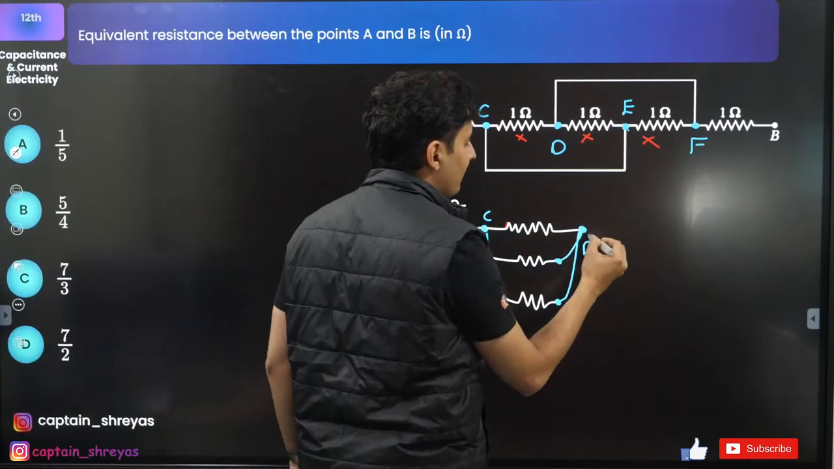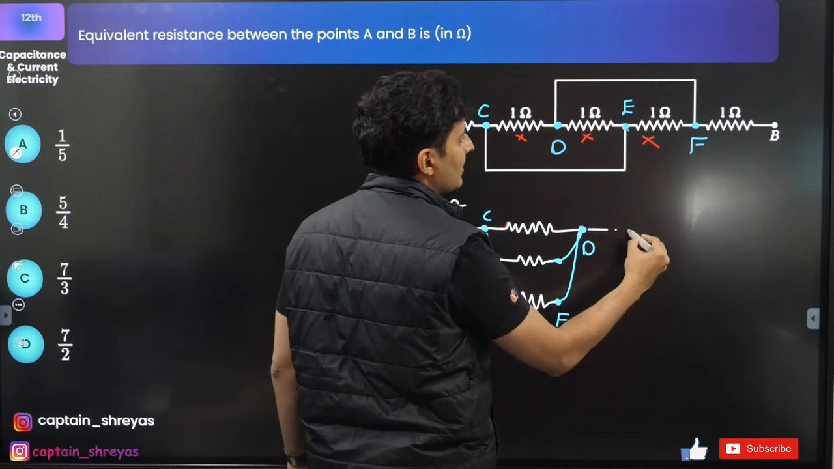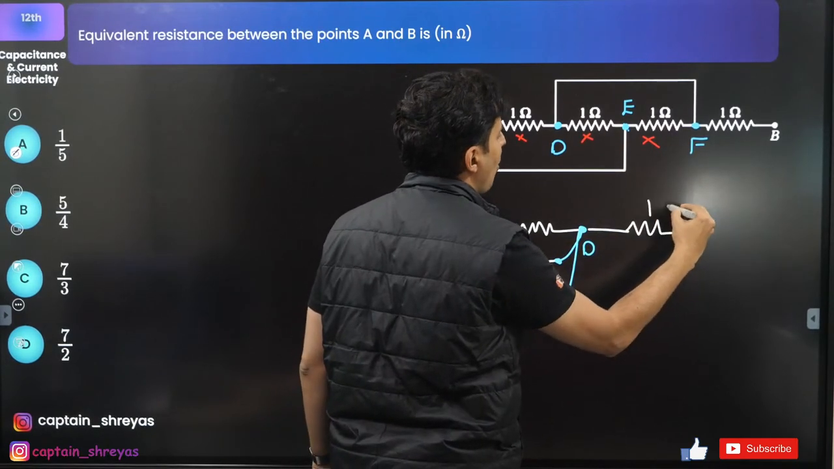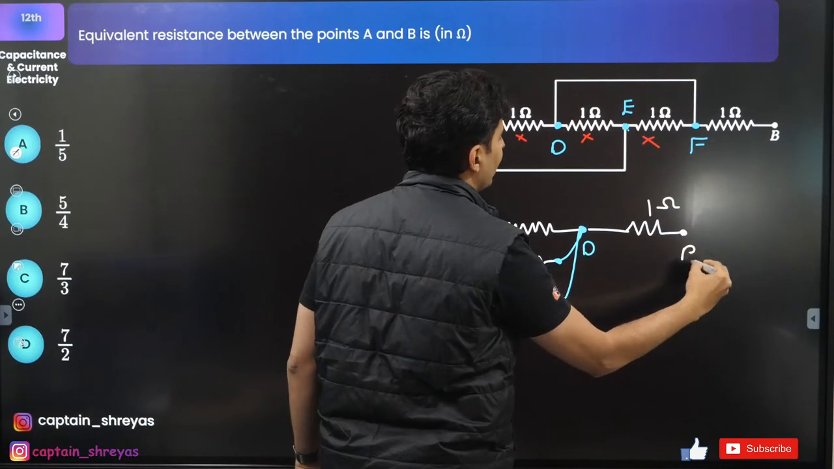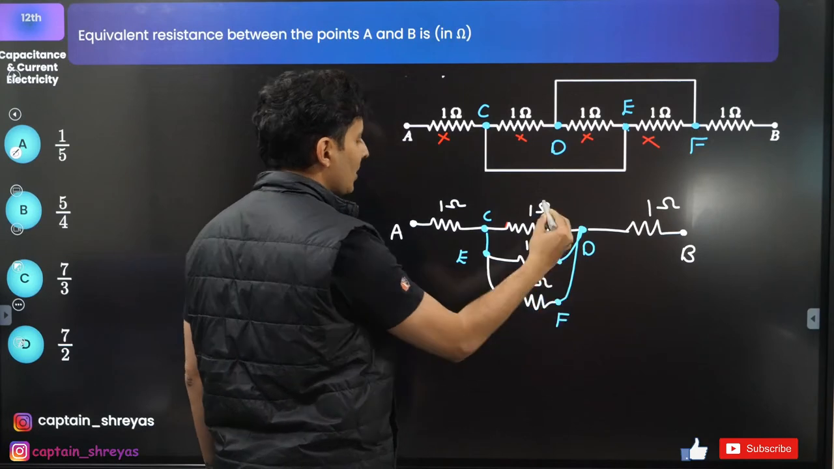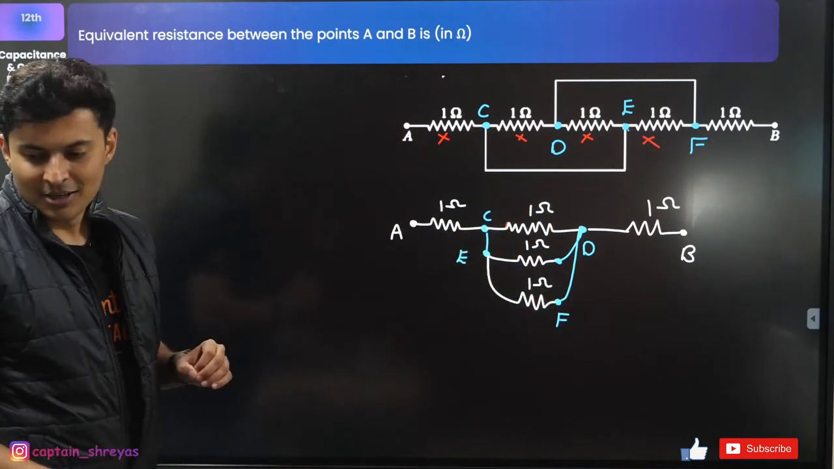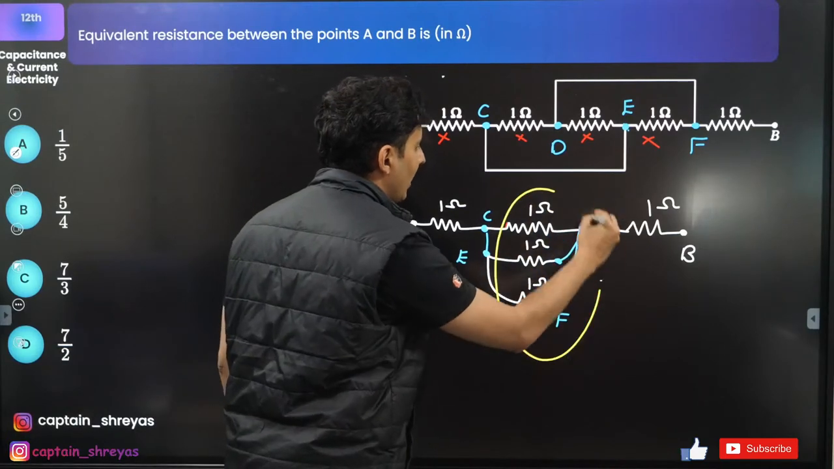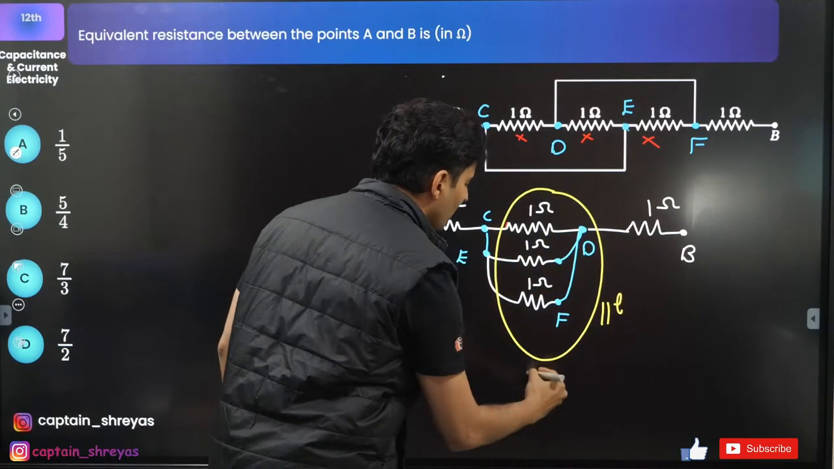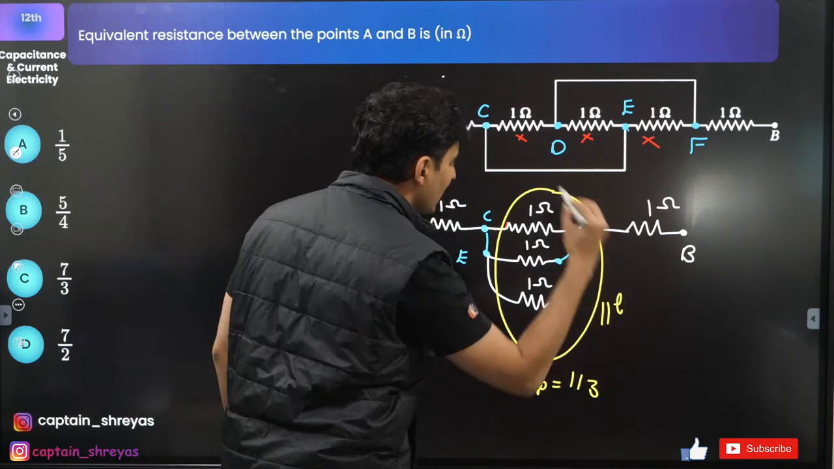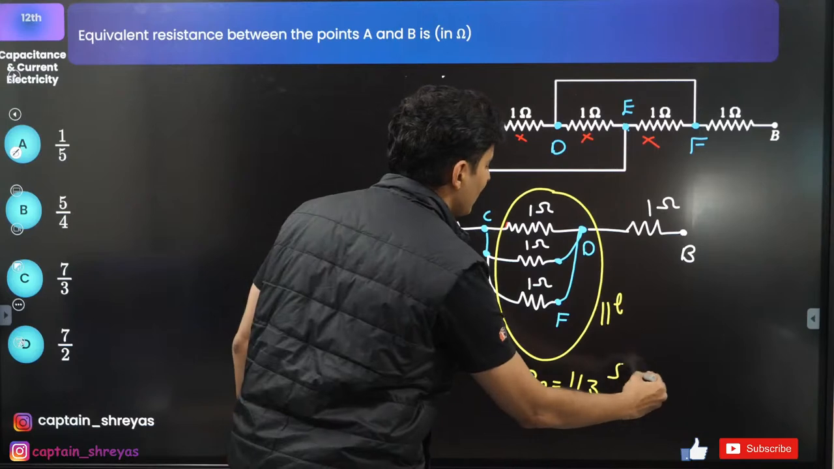Lastly, this F is connected to D. D and F are the same thing. That is finally connected to this 1 ohm resistor, finally connected to B. That's what it is. This is 1 ohm, this is 1 ohm, this is 1 ohm. Now, do you see what these three things actually are? They are nothing but in parallel. So the parallel resistance will be 1 by 3. That's all. 1 by 3 ohm.